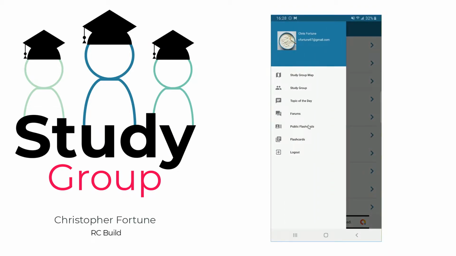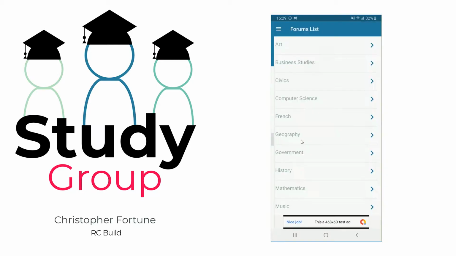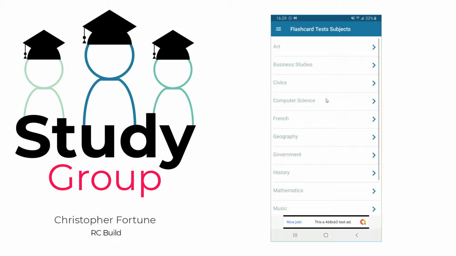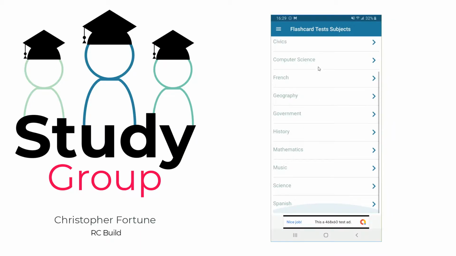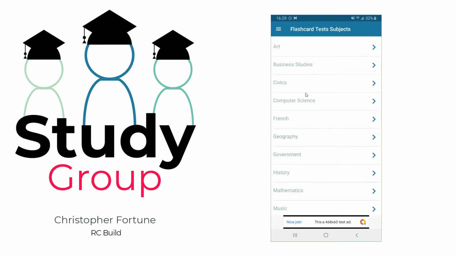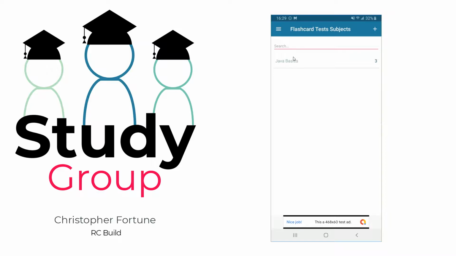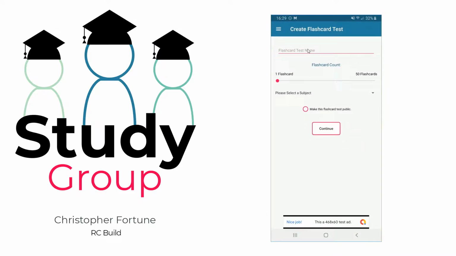Going into the public flashcards we have gone over, going to flashcards here, the user has a preset list of subjects here that they can create flashcard tests in. Going in here into the computer science, you can see a flashcard test that I've already created. From here, if the user would like to create another test, they have the ability to do so by clicking on the add icon there.